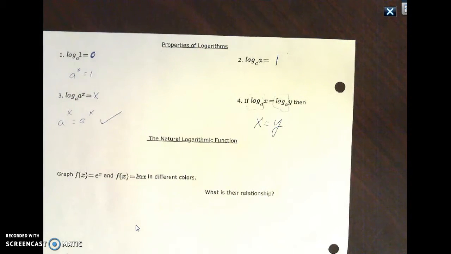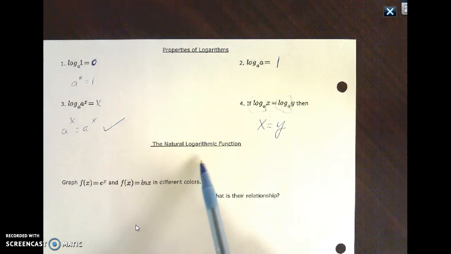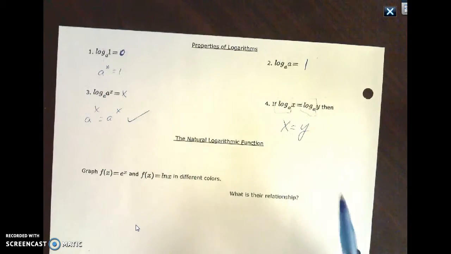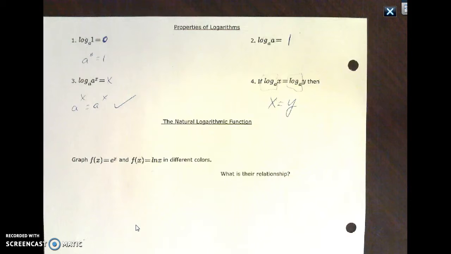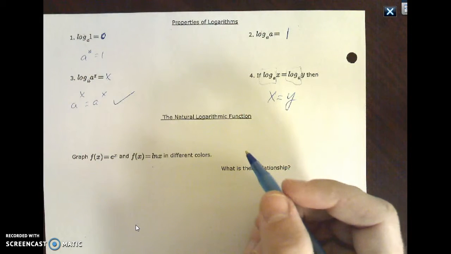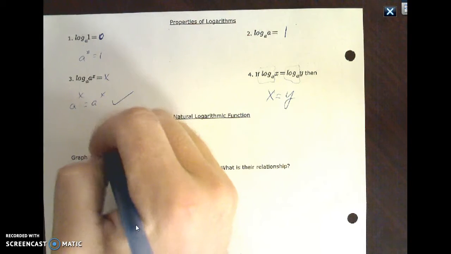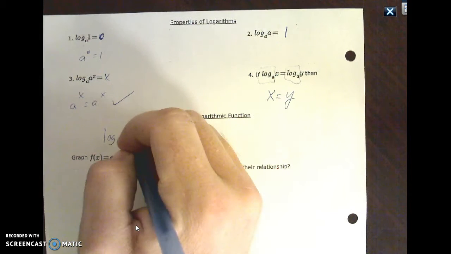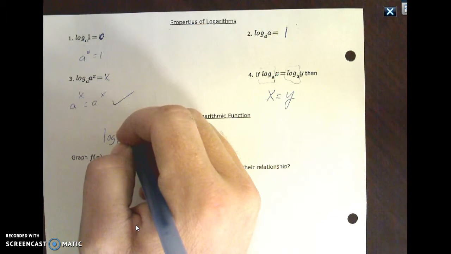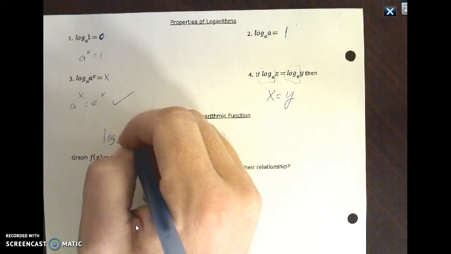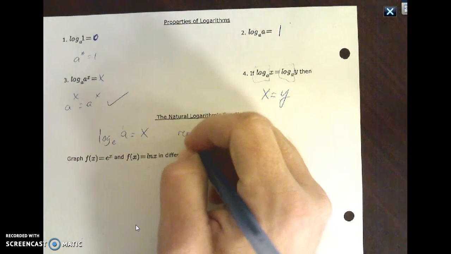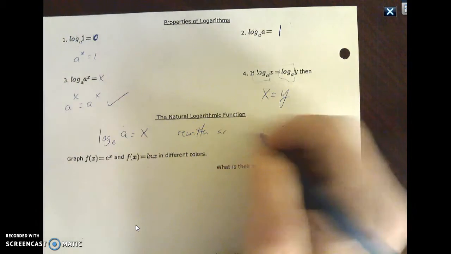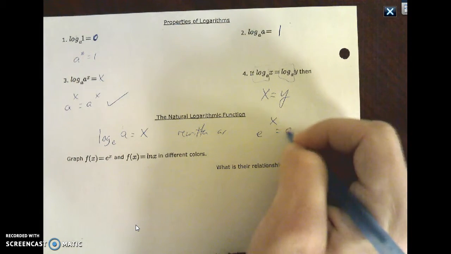Alright, now, the natural logarithmic function. The natural log is a special one, and that is the ln. So we call this log base e, right? I'll put a here, equals x. So that can be written as e to the x equals a.